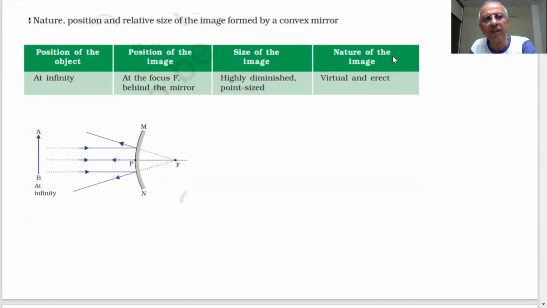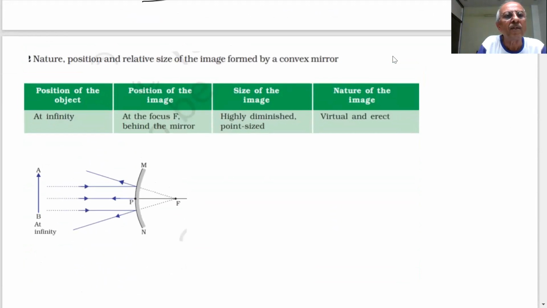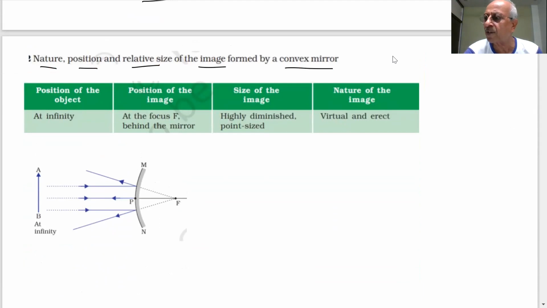Question is coming now before you, student. We want to find nature, position, relative size of the image formed by convex mirror. Why did I use the word relative, students? What do you mean by relative size? You have an object, whether the image is bigger than the object, smaller than the object, or same size of the object. So it is relative to the size of the object. So everything we are talking is relative to the object.